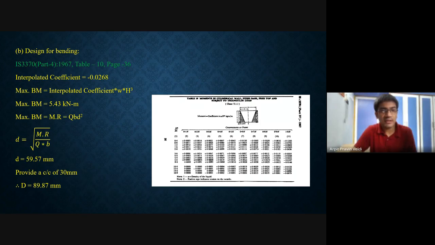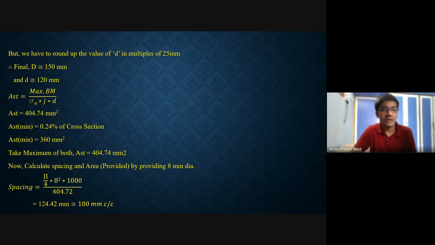So we calculated maximum bending moment, that is coefficient into W into H cube. We get bending moment equal to 5.43. From that, we will calculate the value of small d. We get 59.57. Then we provide a clear cover of 30 mm. We get capital D equal to 89.87 mm. From that, we will round up the value of D in multiples of 25 mm. Since we have provided thickness of wall equal to 150 mm, we provide capital D equal to 150 mm and small d becomes 120 mm.